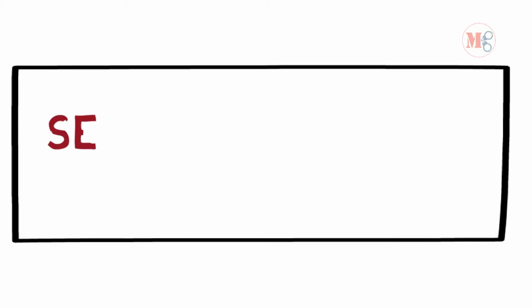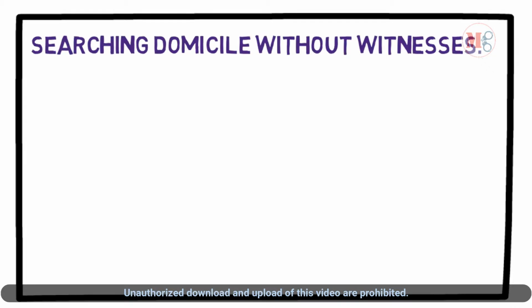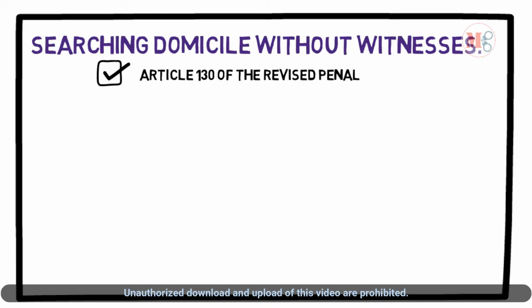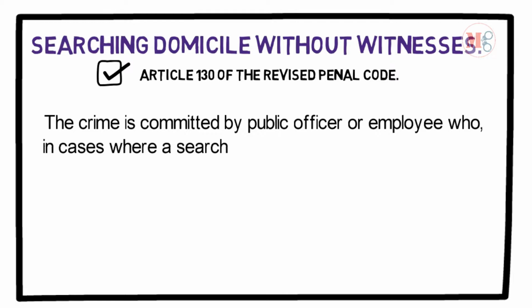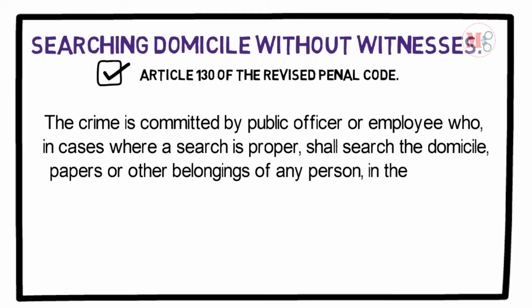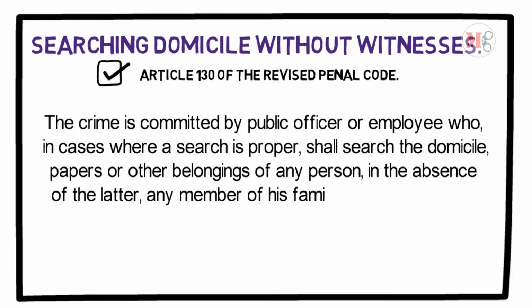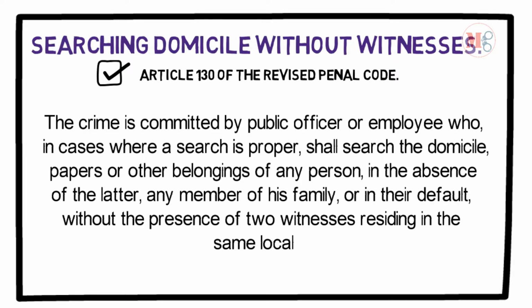In this video, we will be discussing the crime of searching domicile without witnesses. The crime of searching domicile without witnesses is governed by Article 130 of the Revised Penal Code. Under Article 130, the crime is committed by a public officer or employee who, in cases where a search is proper, shall search the domicile, papers, or other belongings of any person in the absence of the latter, any member of his family, or in their default, without the presence of two witnesses residing in the same locality.